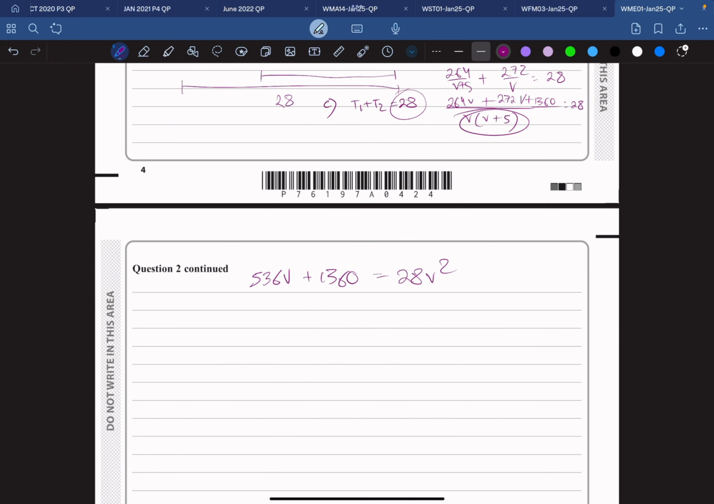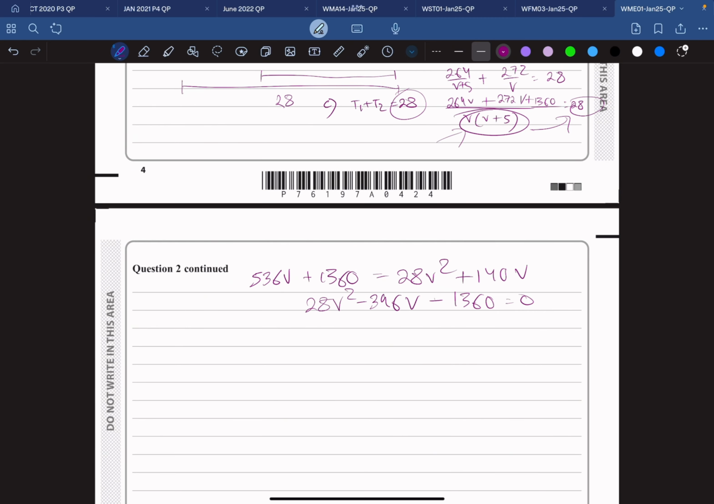We're going to take this denominator onto the right side. Essentially what we're doing is multiplying both sides by V times V plus 5. So this cancels out on the left hand side, and on the right hand side we're left with just that. So you have 28V squared plus 28 times 5V, that is 140V. And I guess we just have to solve this quadratic right now. Let's bring everything onto one side, form this into a normal quadratic equation, like ax squared plus bx plus c in that form. So 140 minus 536, that's going to be minus 396 V, and then we're going to have minus 1360 equal to 0.